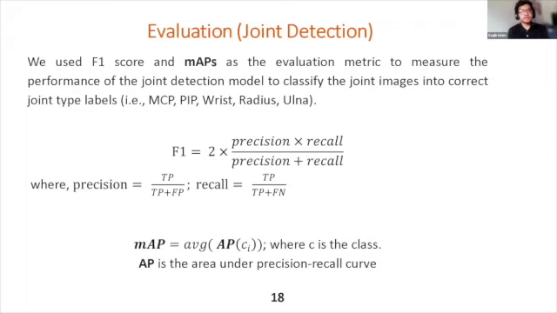Using this metric, we calculate the average precision, and the joint detection model also does the classification of the joints into the different joint types, which are the MCP, PIP, wrist, radius, and ulna. To evaluate the classification performance of the model, we use the commonly used F1 score, which is the harmonic mean of the precision and recall of the model. For the joint detection bounding box classification problem, we use the mean average precision, which is basically the average precision of all the classes present in the detection problem. Average precision is defined as the area under the precision recall curve for each class.